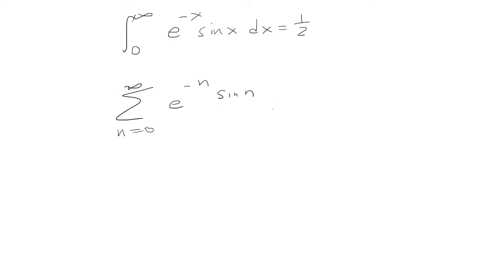Well, for the integral test, there's a couple conditions that need to be met. First one, our function needs to be continuous. It has to be positive, and it has to be decreasing. Okay. Now, is e to the negative n times sine of n continuous? Well, I can rewrite this as sine of n over e to the n.